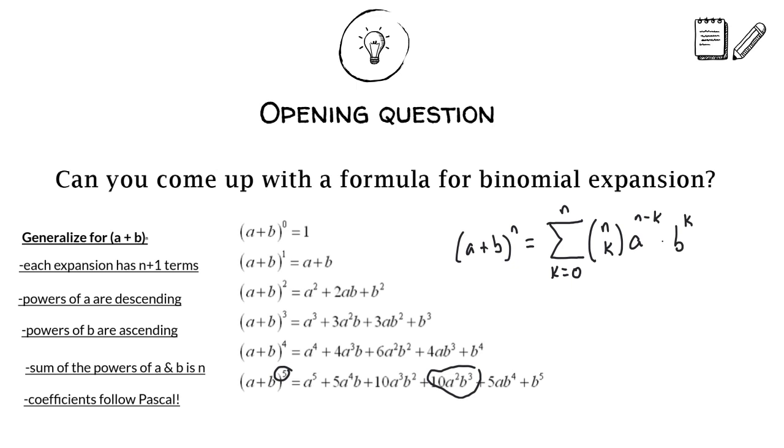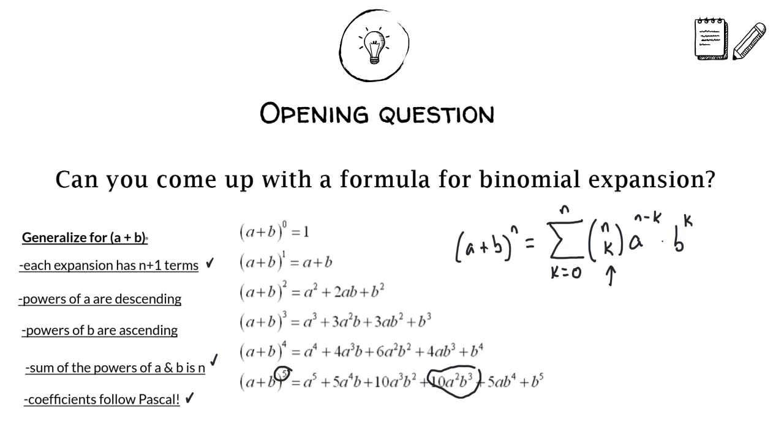You'll notice that by starting my lower index at 0 and going up to n, I make sure I have n plus 1 terms. You'll also notice that if you add a's exponent, n minus k, plus b's exponent, k, you get n. And you'll also notice that I'm using n choose k so that I'm always getting the right coefficient from Pascal's triangle. I need the one in row n in position k.